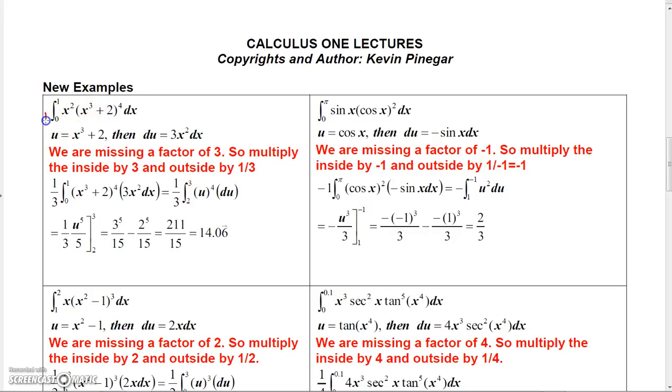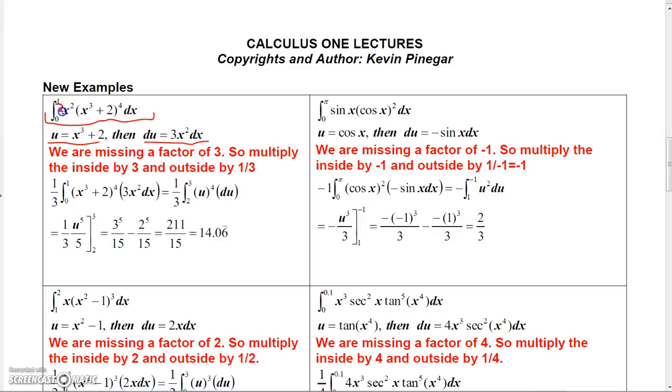This is basically very similar to the example I just did. But notice I don't have 3x squared, I just have x squared. Now I'm going to do it the same way. So u is going to be x cubed plus 2, but du is still 3x squared dx. So what I need is I need a 3 in here.